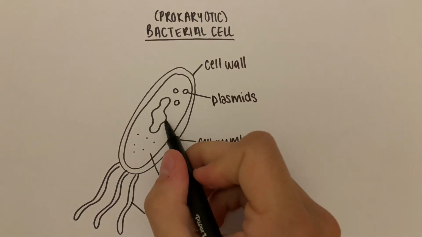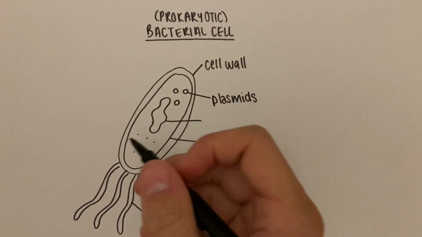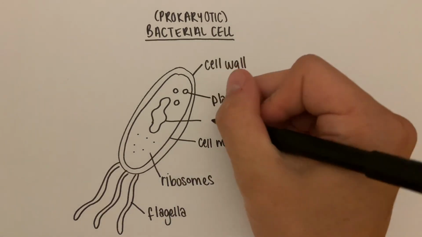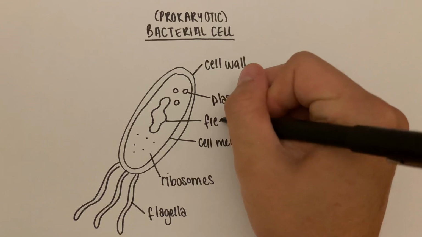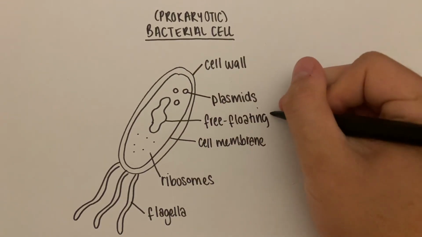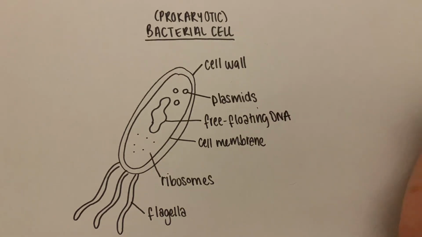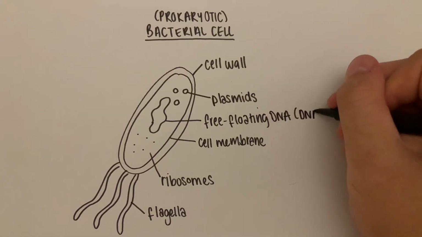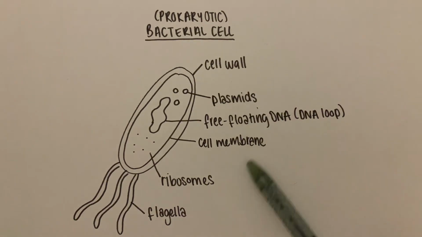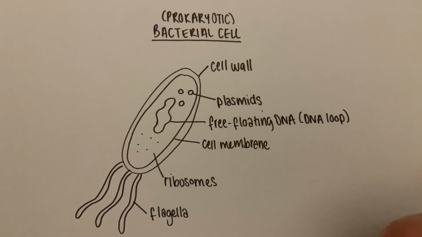And there's 3 here, it doesn't matter, there's not 3 in every different cell. I've just drawn 3. There could be 10 for all we know. And then there's free floating DNA, or you could call it a DNA loop. So these are the structures or organelles found in a bacterial cell. And now we're going to go over their functions.